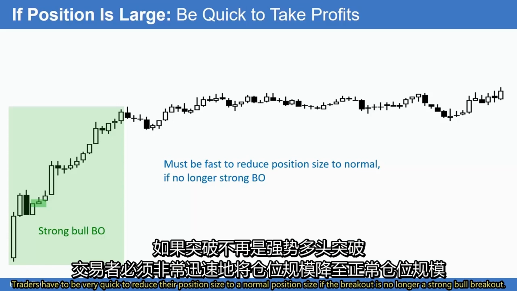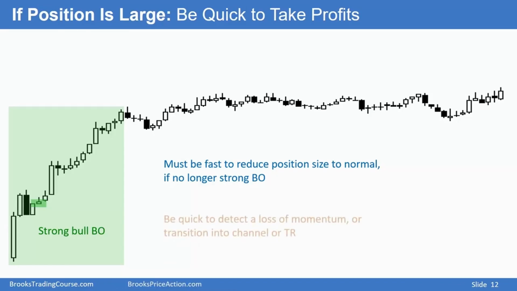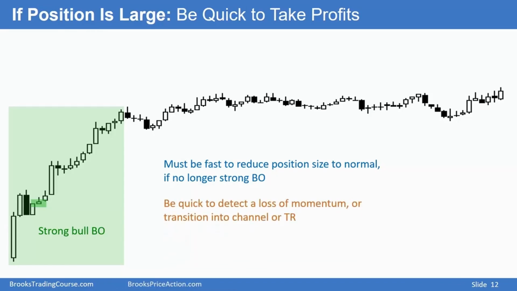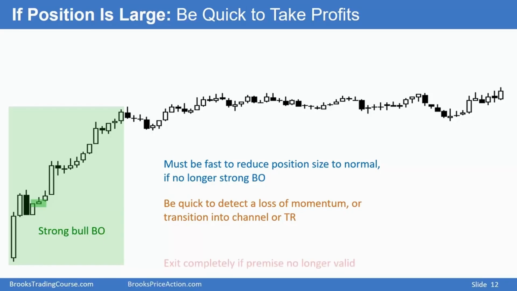Traders have to be very quick to reduce their position size to a normal position size if the breakout is no longer a strong bull breakout, if it starts to convert into something else like a bull channel or a trading range. An experienced trader will be very good at detecting a loss of momentum and a possible transition into a channel or a trading range.